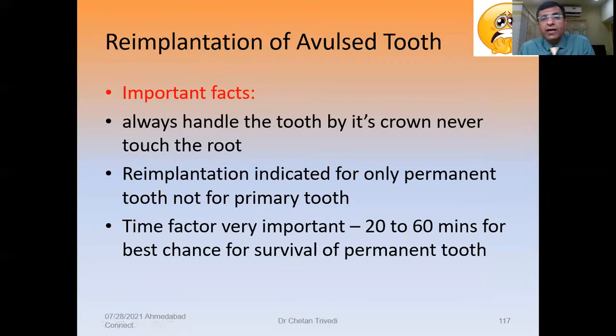Always handle the tooth by its crown, never touch the root, because that is a very sensitive portion. Reimplantation is indicated only for the permanent tooth, naturally not for the primary or deciduous tooth, which will come again. And the time factor is very important as far as avulsed tooth reimplantation is concerned. 20 to 60 minutes is the best chance for survival of a permanent tooth.